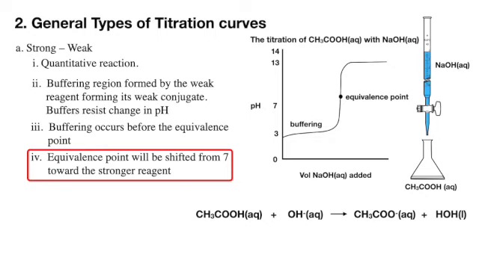So the rule is the equivalence point shifts towards the stronger substance. We've got weak acid at the bottom, strong base at the top. The equivalence point, when compared to 7, has shifted a little higher. It's shifted towards the stronger substance. Okay, equilibrium shifts towards the stronger substance. So it's a little higher than 7.